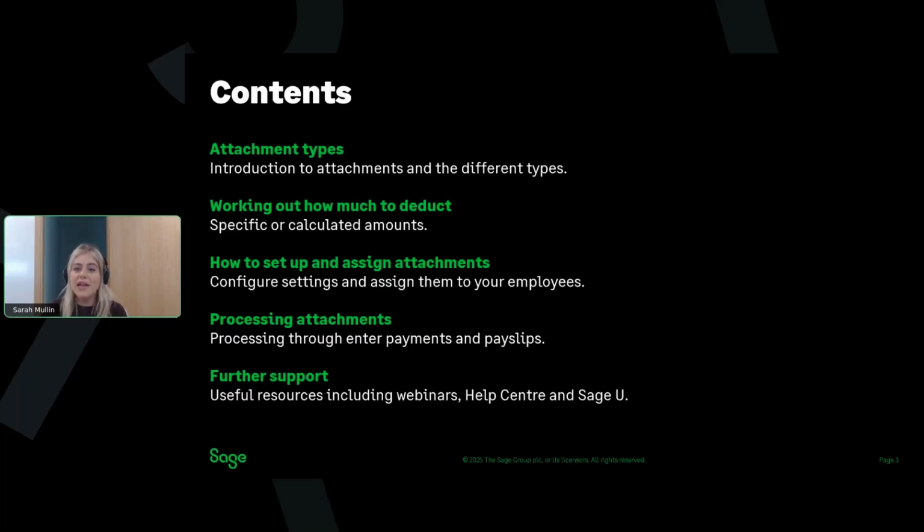So we'll start off by taking a look at some different attachment types. So just a bit of an introduction and the different types of attachments. We'll then move on to working out how much to deduct. So is it going to be specific or a calculated amount? We'll then take a look at how to actually set up and assign the attachments to your employees. We'll then move on to processing attachments through your payments, and we'll take a look at some pay slips and reports as well. We'll then wrap things up by looking at some further support to finish off.